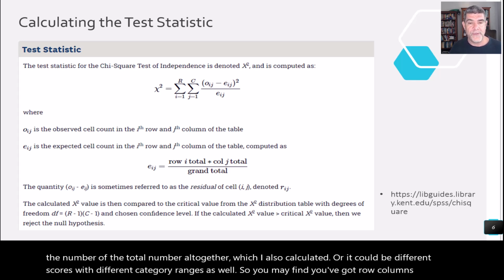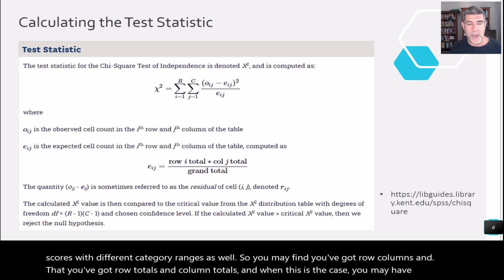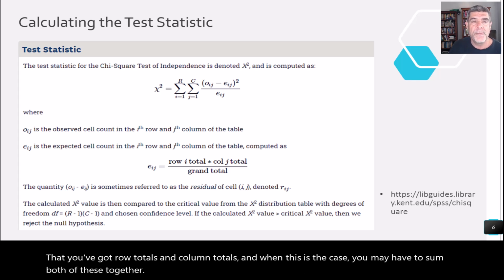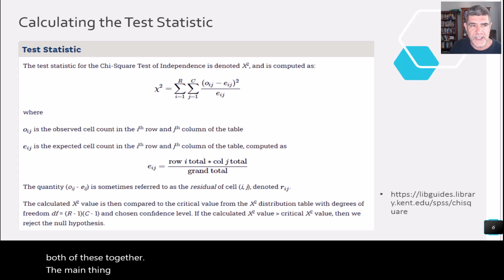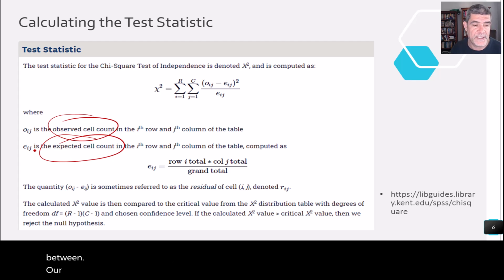So you may find that you've got row totals and column totals. And when this is the case, you may have to sum both of these together. The main thing with the chi-squared statistic calculation is we're looking at the difference between our observed counts and our expected counts.